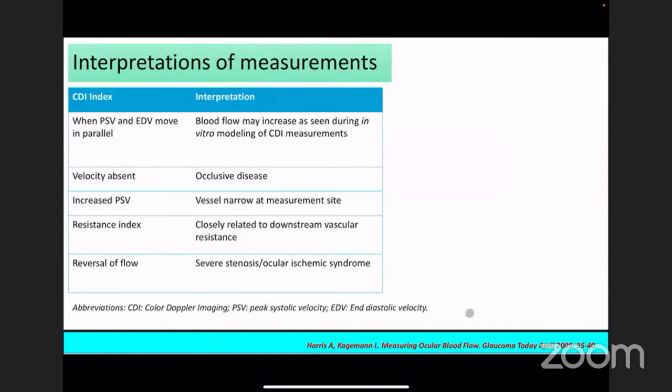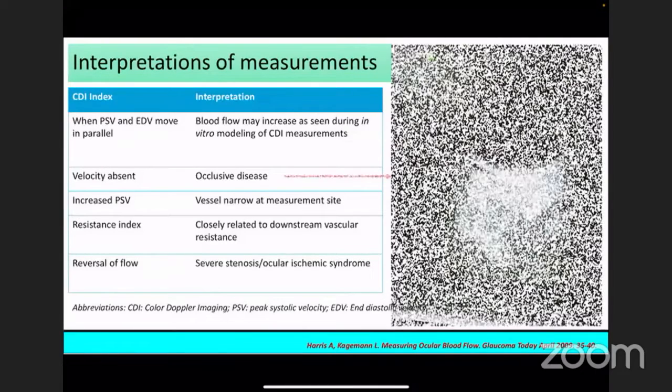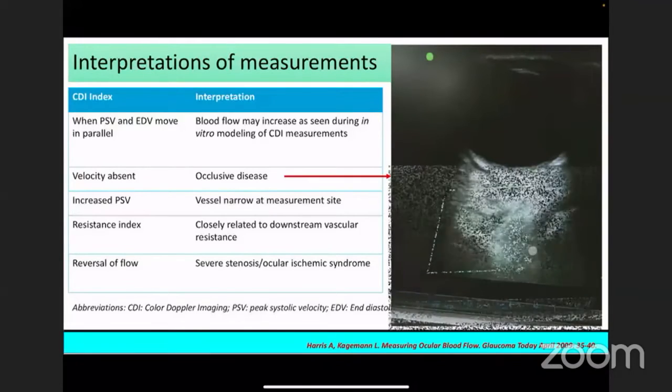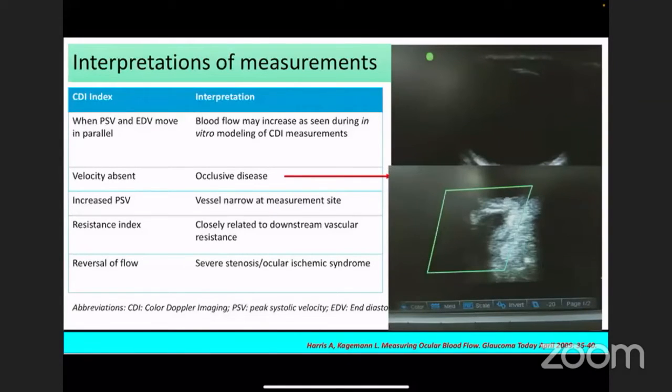So these are the various interpretations which can be done on color Doppler imaging. Sometimes velocity might be absent, like recently we saw in a case of mucormycosis. Here we can see it was very difficult to identify any of the structures. Although we could identify the optic nerve, still no flow was present.